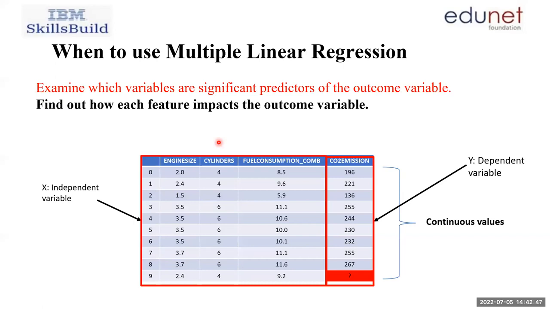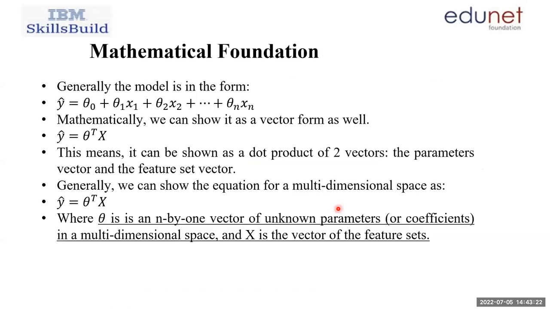So when to use multiple linear regression: to examine which variables are significant predictors of the outcome and how each feature impacts the output variable. So this is the x value with us and this is the y value. With the same example, we have used only the engine size to predict the CO2 emission, right? Now we are going to use more than one feature, that is cylinders and fuel consumption, also for predicting the CO2 emission. In that case, that particular type of regression is called multiple linear regression.